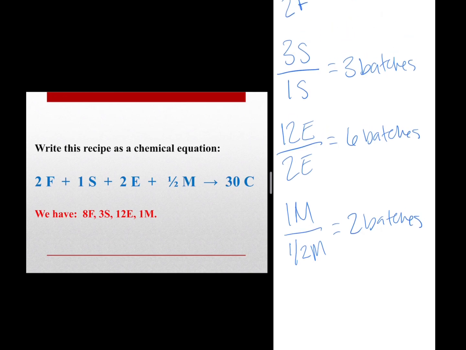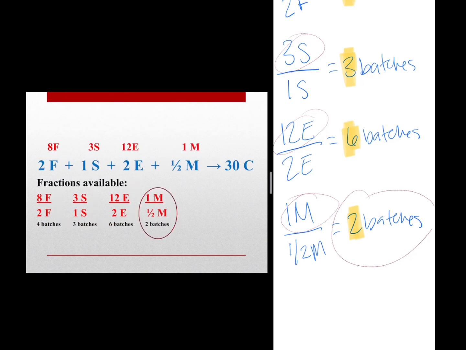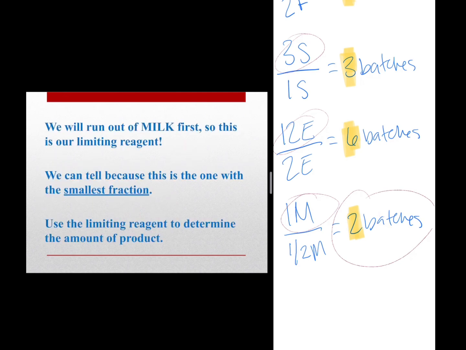So now I'm looking at these numbers. I have 4, 3, 6, and 2. Well, 2 is my smallest number. So according to the ingredients that I have, which I circled, I can only make enough cookies for 2 batches because I'm going to run out of milk. Okay? So that means milk is our limiting reactant. We'll run out of milk first. A limiting reactant is also called a limiting reagent. We can tell because it has the smallest fraction. We use the limiting reagent to determine the amount of product that we can make.